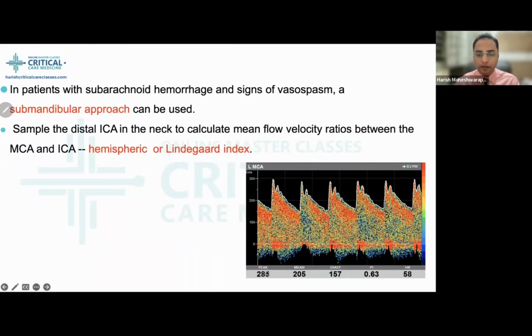Here, if you see, peak velocity is around 285. For MCA, somewhere less than 80 is normal. Obviously 285 peak velocity is vasospasm. Mean velocity itself is somewhere around 205. Diastolic velocity is around 197. Pulsatility index is 0.63. If it is more than 0.65, it is a problem, in terms of getting an idea about the increase in flow resistance.